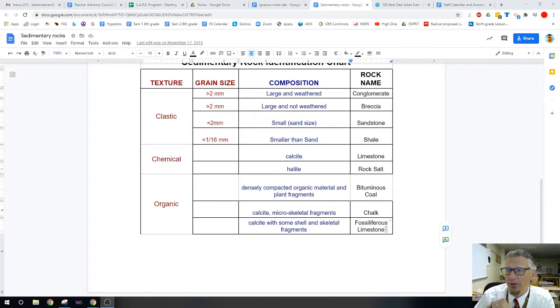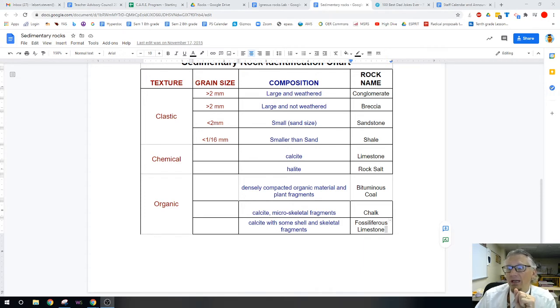So to recap, we have three types: clastic, chemical, and organic. Clastic rocks are stuck together, made up of different sizes, and we name them by what size they are made up of. We are going to be naming conglomerate, sandstone, and shale. Breccia is a specific type of conglomerate. We're not going to identify it, but I want you to understand it. The difference is breccia is not weathered, so the pebbles in it have pointy edges, whereas a conglomerate will have rounded edges.